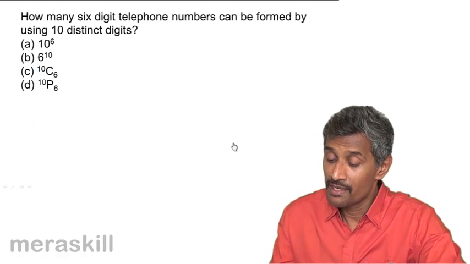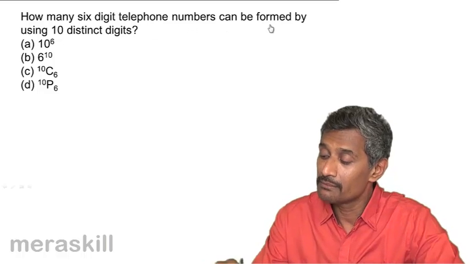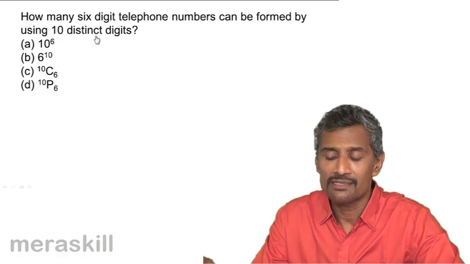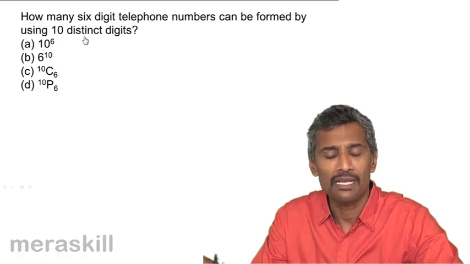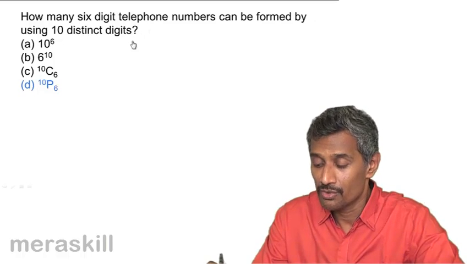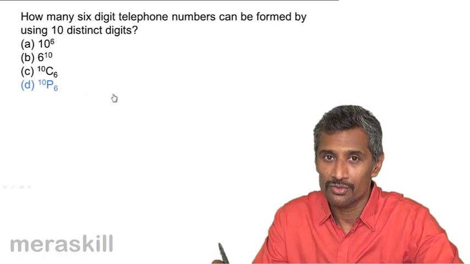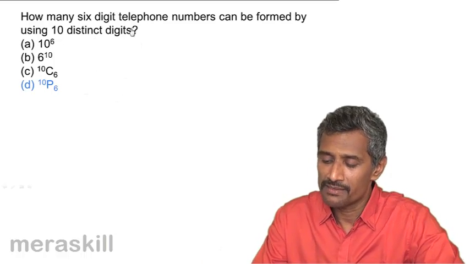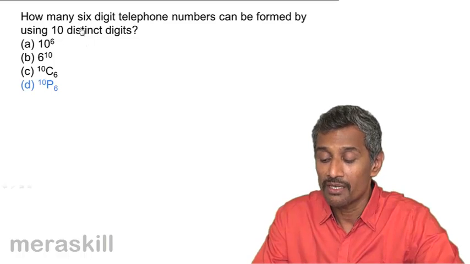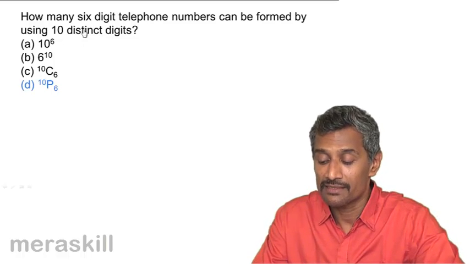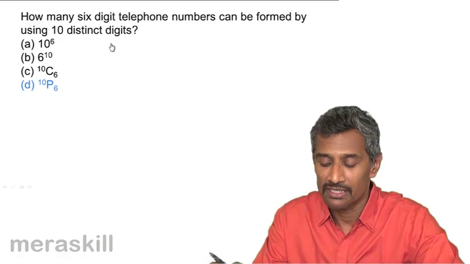Next comes, how many 6-digit telephone numbers can be formed using 10 distinct digits? You have to pick up 6 out of 10 and arrange. So it's going to be 10p6. Nothing much to think about. It's going to be 10p6 because you have 6 digits you have to pick up out of 10.